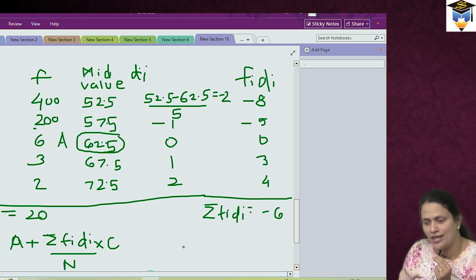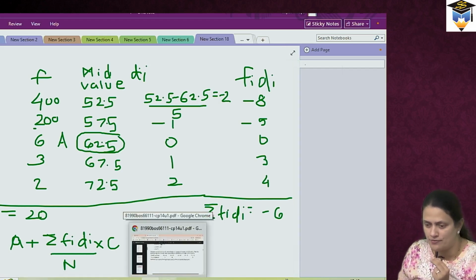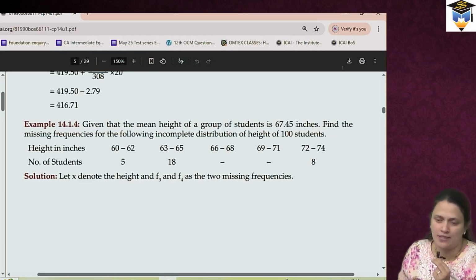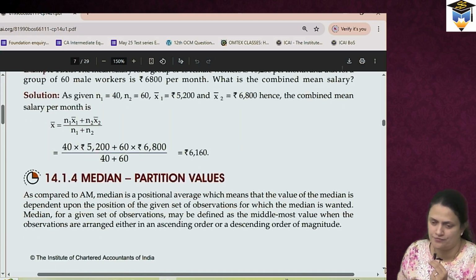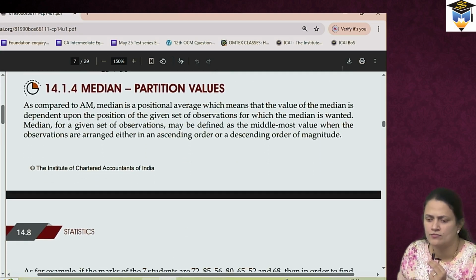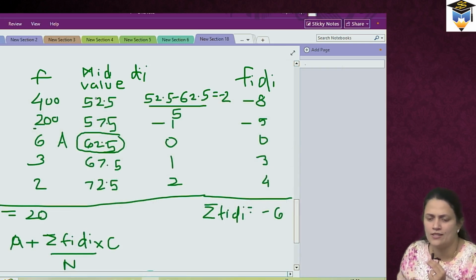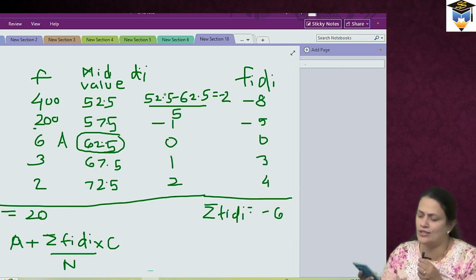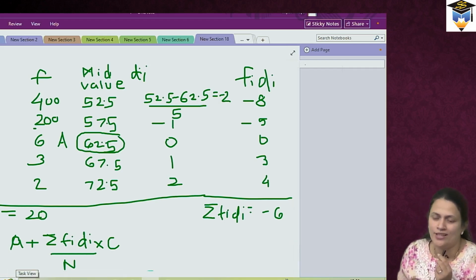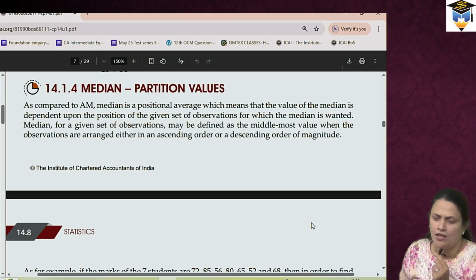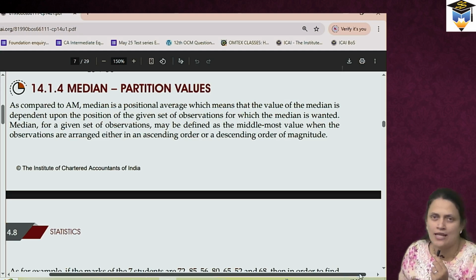Wait, what I can do is I will check and I will let you know. Wait, don't get confused. Don't follow ChatGPT, please. Something is wrong. I think it is wrong related to the class interval itself. No other thing I can check. I'll check and let you know. Instead of creating confusion, we will do this again next time. Give me some time. I will find out the error and tell you. I think we'll move to the next part now. Median and partition values. I will tell you the answer. Don't worry.